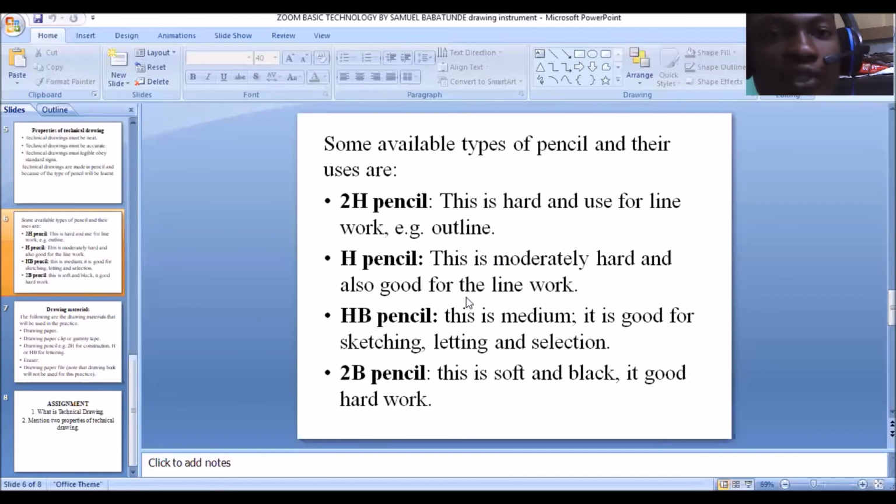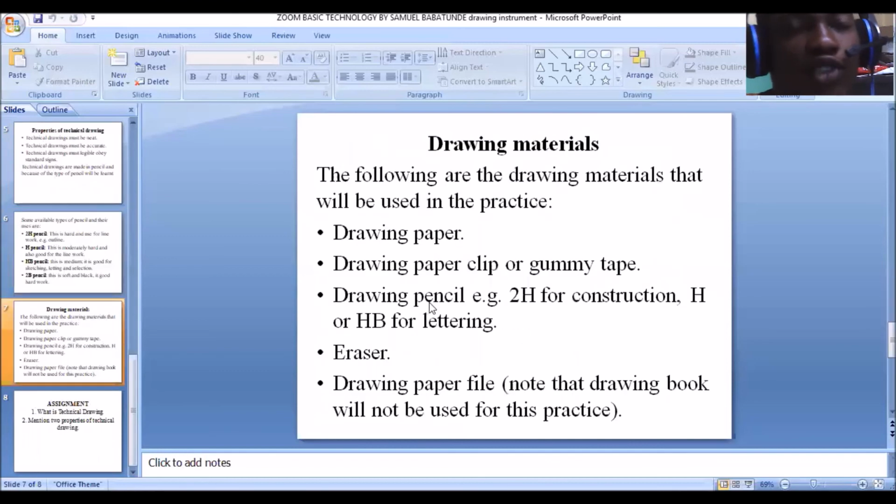Then we have the H pencil also, which is moderately hard and also used for line work. It can also be used for lettering. The HB pencil also, which is medium, it's used for lettering, for sketching, and for selection. Then we have the softest of them all, which is a 2B pencil. And this 2B pencil is common mainly in the artwork. It is soft and very dark. It is black.